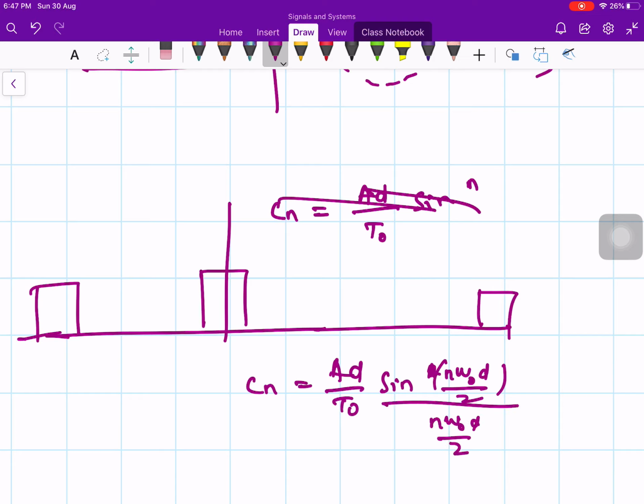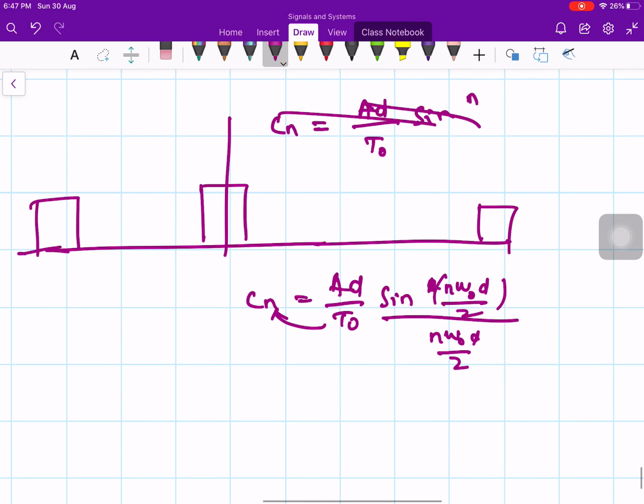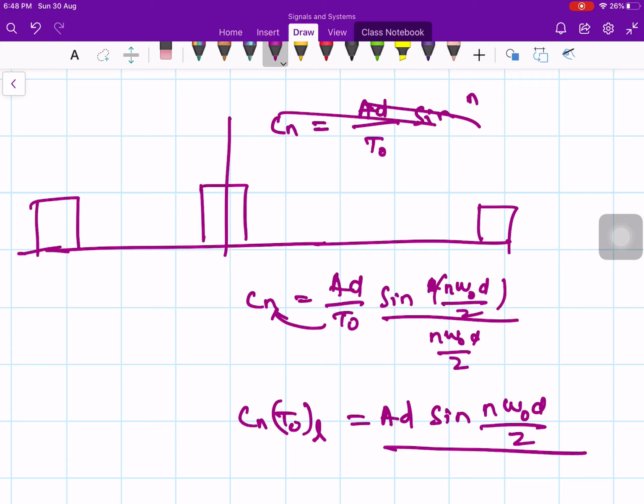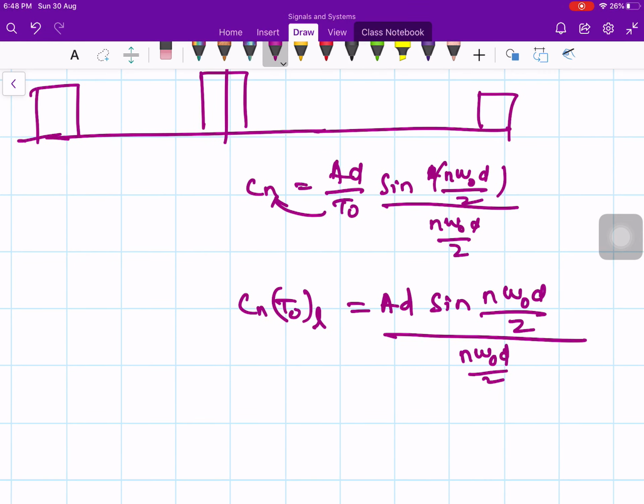You bring this t to the numerator on the left hand side. So Cn times t naught, you allow t naught to go to infinity. So this is AD times sine of n omega naught d by 2 whole divided by n omega naught d by 2. Now look at the beauty. Even if you increase the t naught, the amplitude is not decreasing, the maximum amplitude is AD.